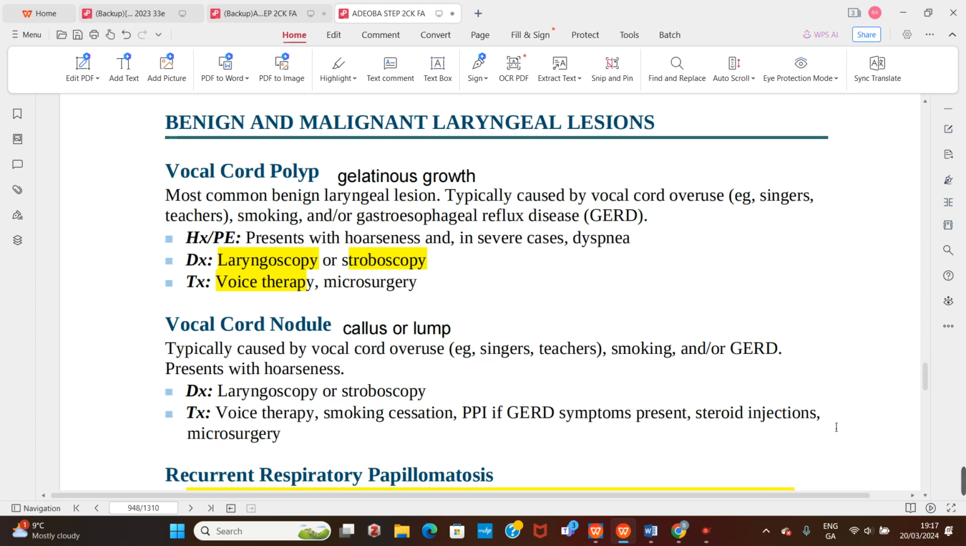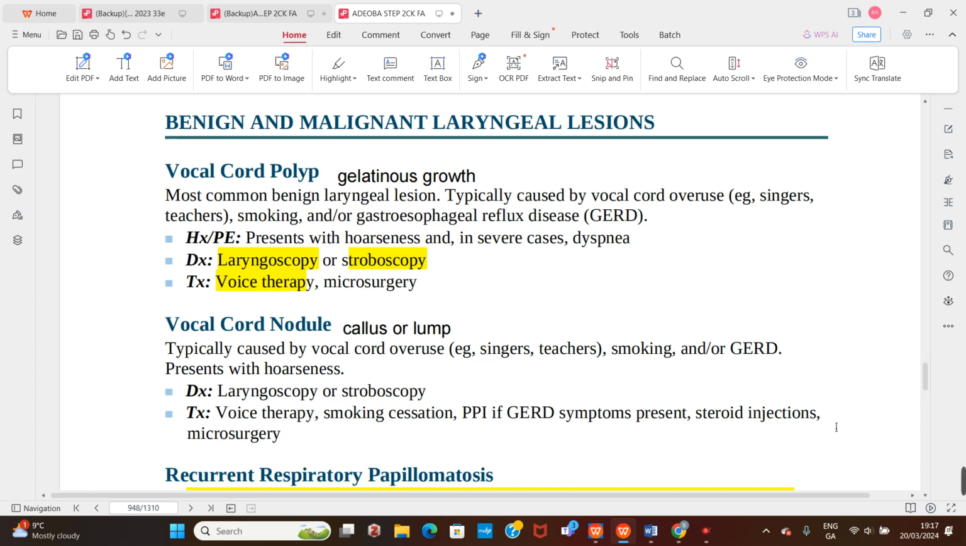People with GERD. So this is just like what we have in people with laryngitis too. Overuse of the vocal cord, smokers, GERD, all of these things can precipitate formation of the polyps, and you see the gelatinous growth within the vocal cord. They typically present with hoarseness. It can get so bad that the motion of the vocal cord is impeded, and it can lead to dyspnea.